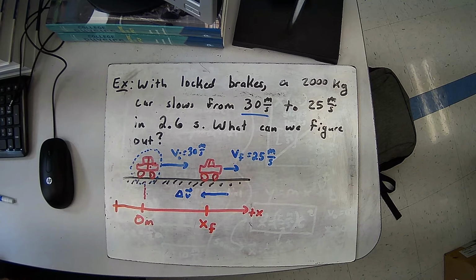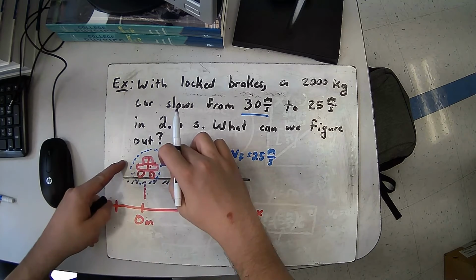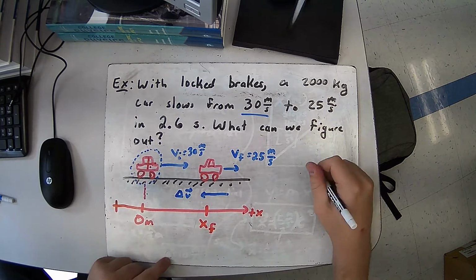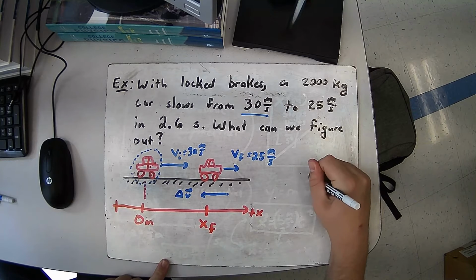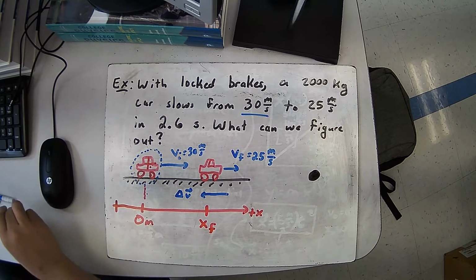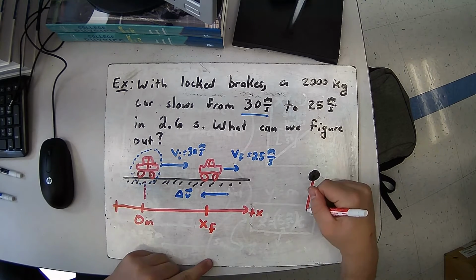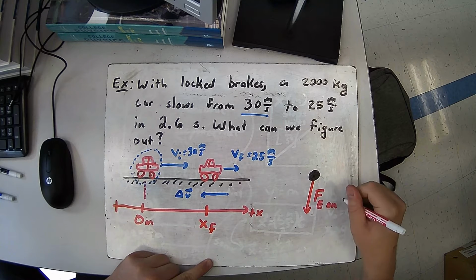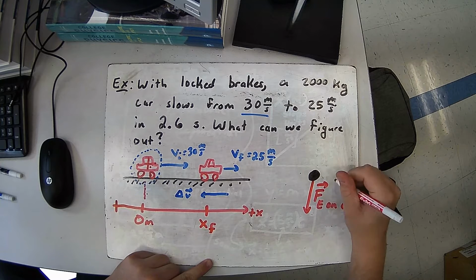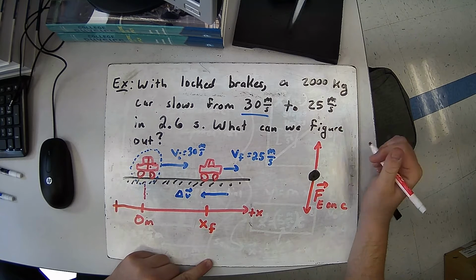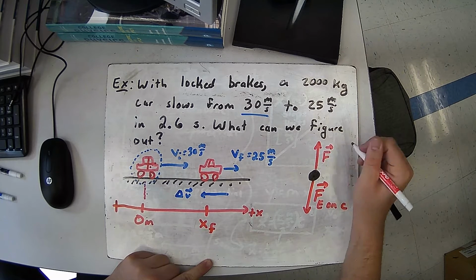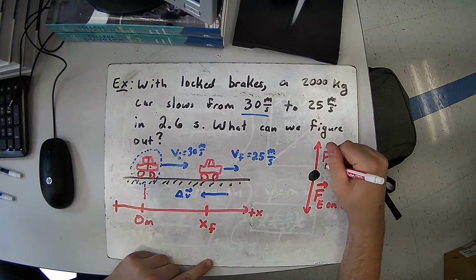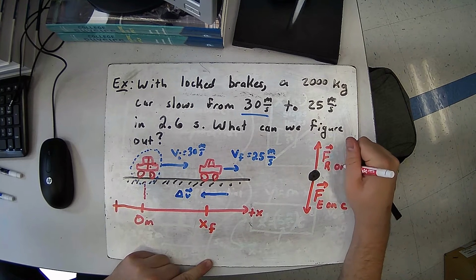Maybe we want to draw some more things. Free body diagram problem. I'm going to take this system, shrink it down to a single point particle. And let's see, what forces are acting on it? There's the downward force that the Earth exerts on the car. There's the upward force that the road exerts on the car.